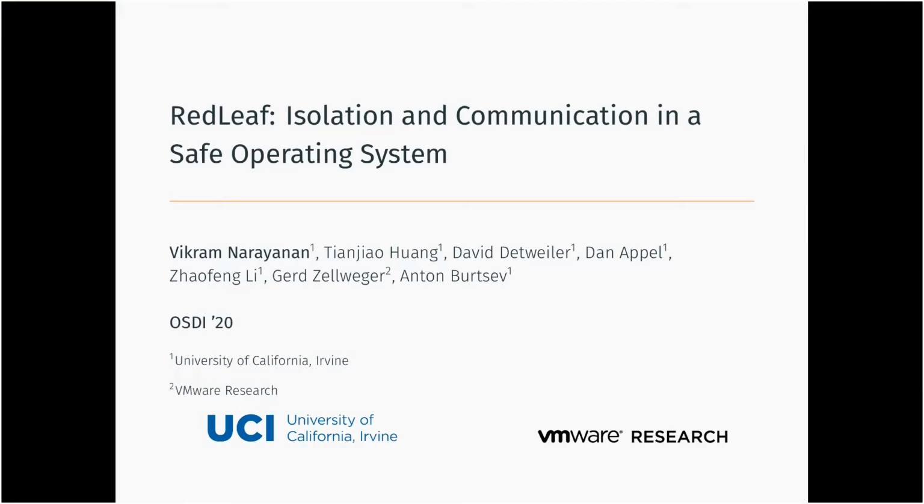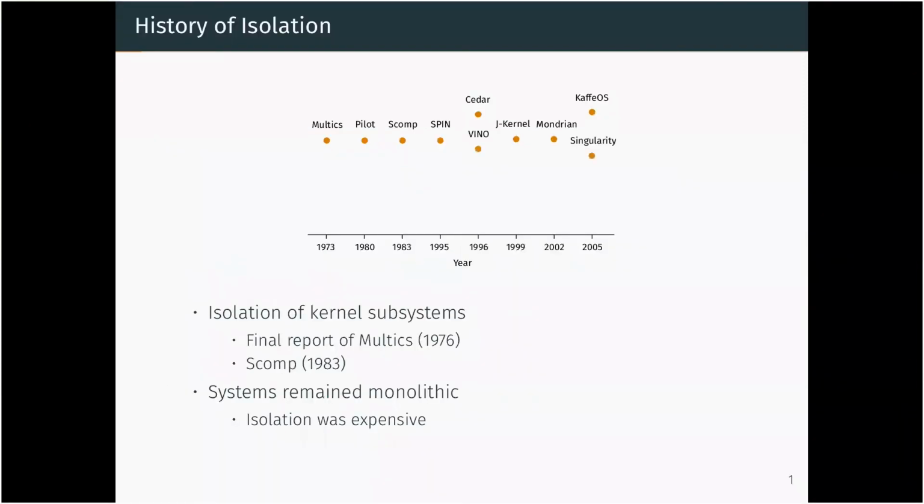I will be presenting our work, RedLeaf, a new operating system built to explore language-based isolation. This is a joint work by University of California at Irvine and VMware Research. Four decades ago, early operating system designs identified the ability to isolate kernel subsystems as a critical mechanism for increasing the security and reliability of the entire system.